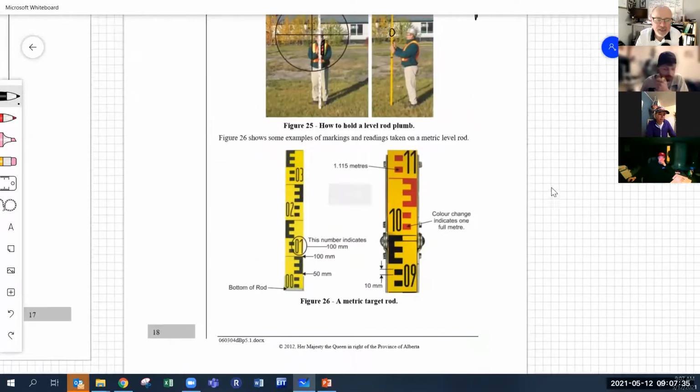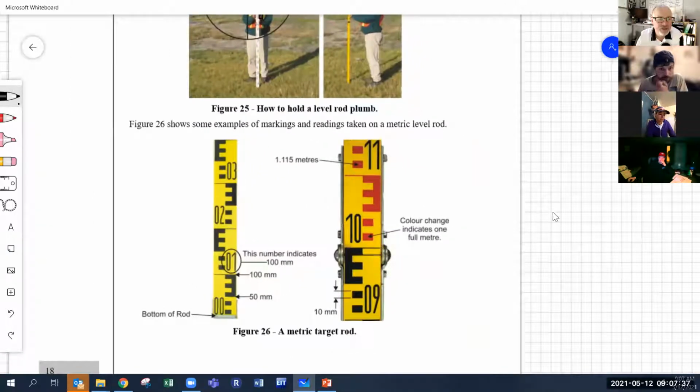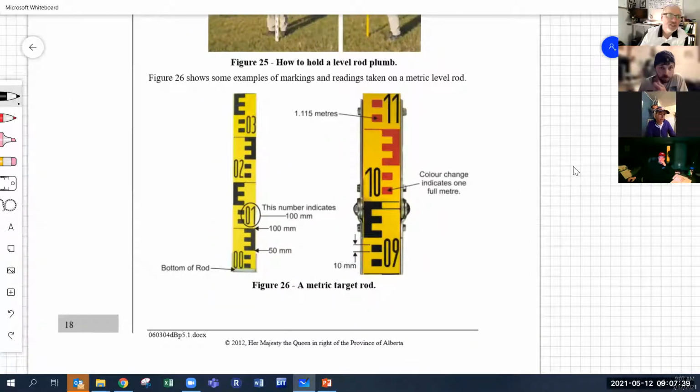So now we get down to this figure 26 in here, and it shows some examples of markings and readings taken on a metric rod level. So as you can see, this is the bottom of the rod down here, the one on the left.